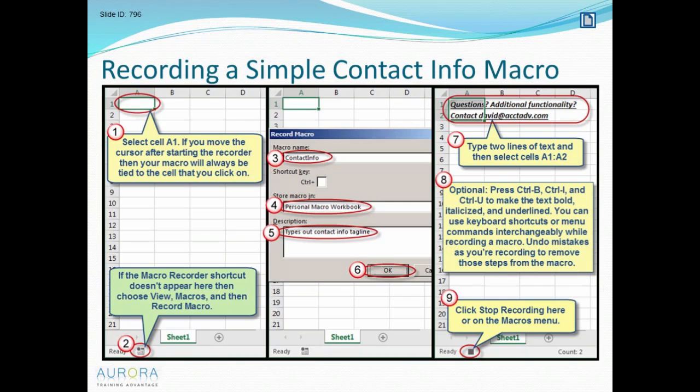We're going to say it types out the contact info tagline. We'll click OK. Type a couple lines of text, and then we will optionally use keyboard shortcuts. We'll do Control B, Control I, Control U. And so when I'm recording, I can carry out steps in any fashion that I normally would. So if I like using keyboard shortcuts in my macros, Excel will translate those to programming code. If I prefer to do it the long way by actually going and clicking on commands, it's all just the same to Excel. I'll end up with the same lines of programming code either way.